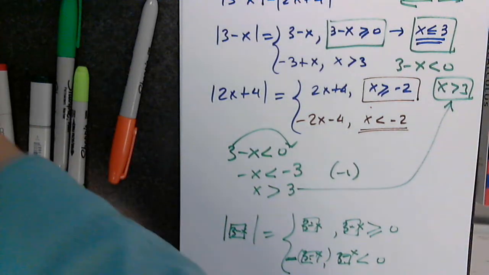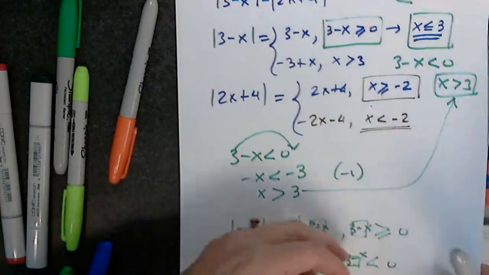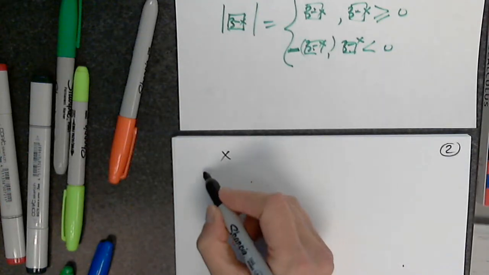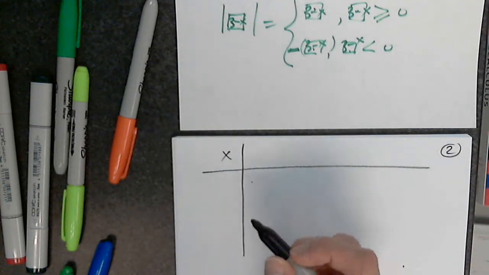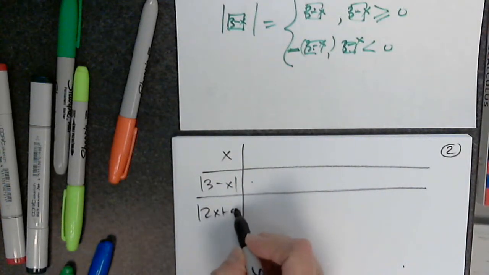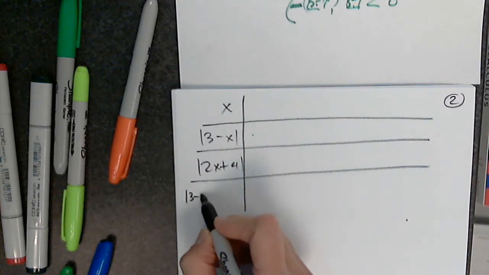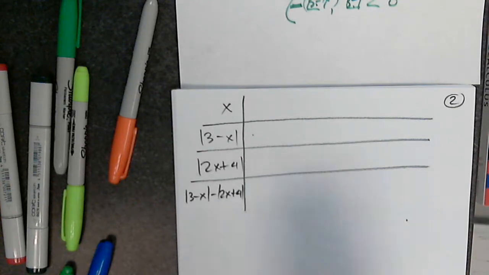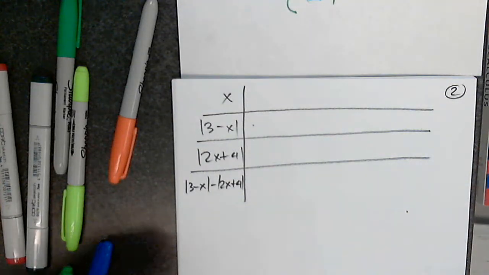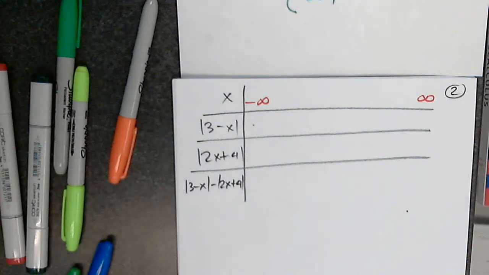Good. So then my next step is to collect the information I have and then make a decision later, right? If you're using my method, this is what I recommend. So 3 minus x, and then 2x plus 4. What I'm interested in is 3 minus x minus the absolute value of 2x plus 4. Agreed? Okay. So then what numbers go in the x values between negative infinity and infinity?